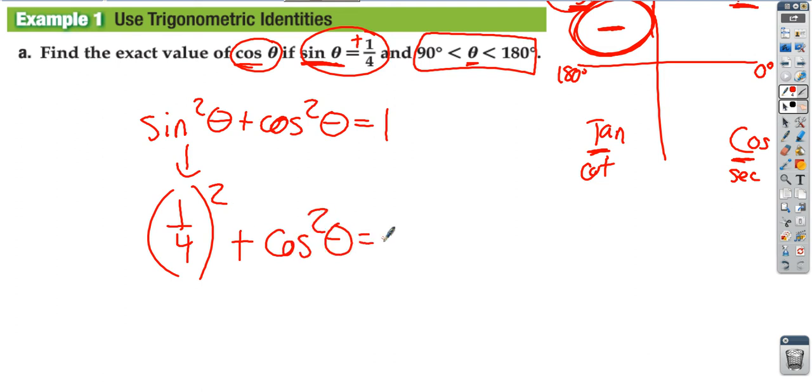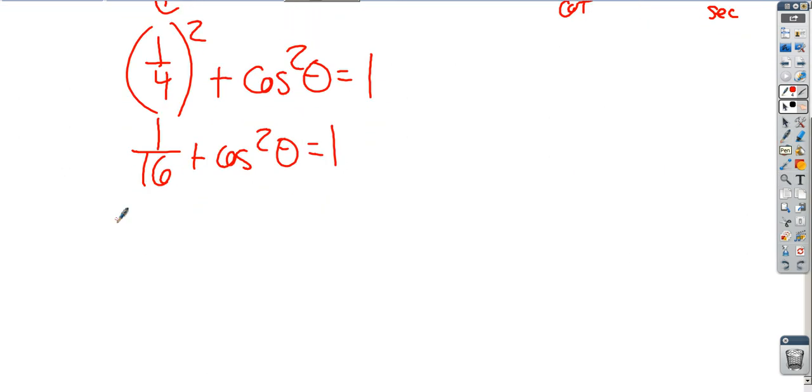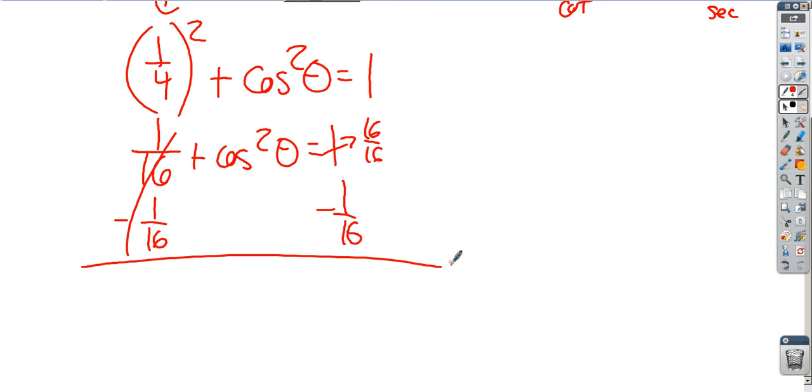And this is now a regular algebra equation. So 1/4 squared is 1/16, and then this is going to be equal to 1. How do we solve this? We want to isolate the cosine squared, so we'll subtract 1/16. 1 is the same as 16 over 16. So 16 over 16 minus 1 over 16 would be 15 over 16. And that's equal to cosine squared.